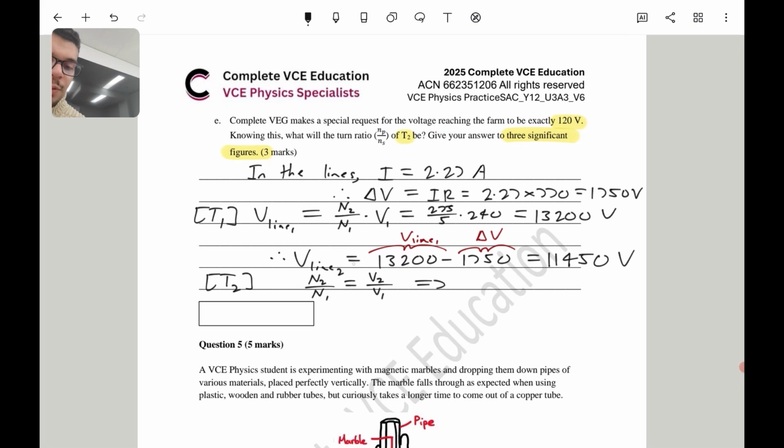Okay, perfect. So guys, sometimes you have to use the exact same symbol for multiple different quantities, like we were using N2 over N1 for the two transformers. So this N2 over N1, don't get this confused with the N2 over N1 at the bottom. They're different because we're dealing with different transformers. Therefore, N2 over N1 is going to be equal to 120 over 11,450.